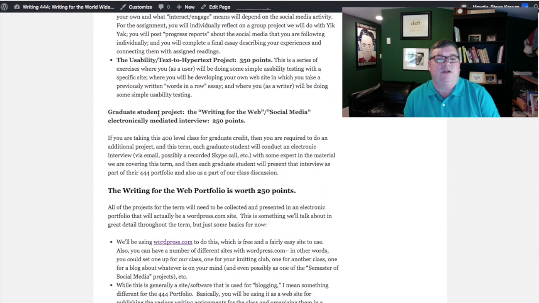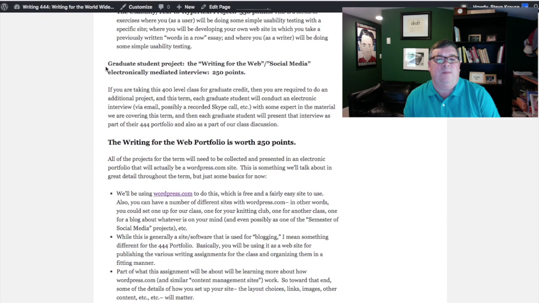Graduate students have an additional project, and we'll talk about that a little bit. The web portfolio is worth a total of 250 points, which is different from the assignments themselves. Think of it this way. The assignments themselves are things you'll be writing about and researching, based on your experiences and on things that you make with web pages.